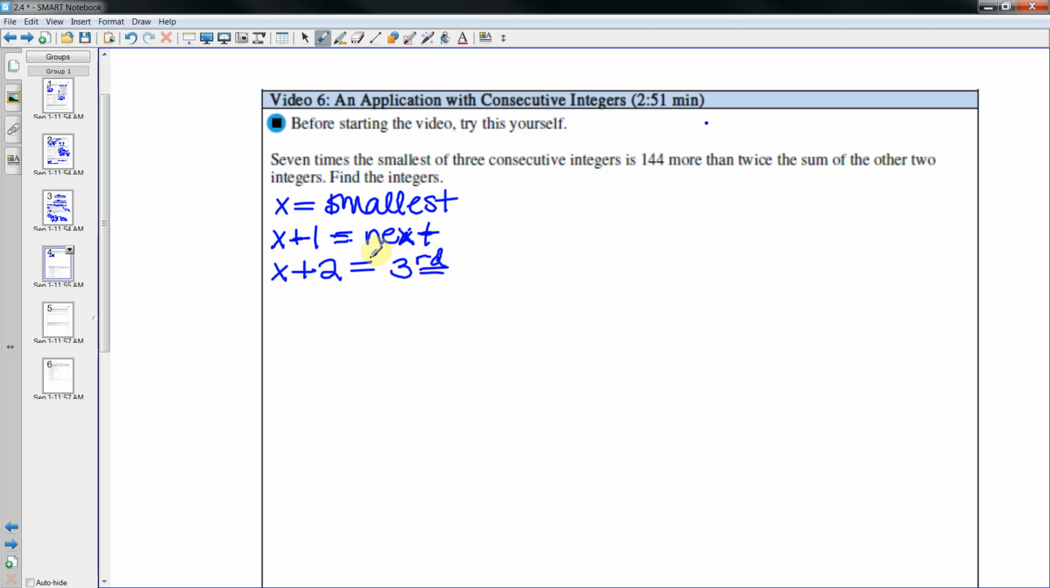Okay? So this says 7 times the smallest. So that would be 7x is 144 more than, so that's a plus. Twice means to take 2 times the sum of these other two. So I'm going to have to use some parentheses. 2 times the sum of the other two. Well, the other two are x plus 1 and x plus 2. That's the sum of the other two.